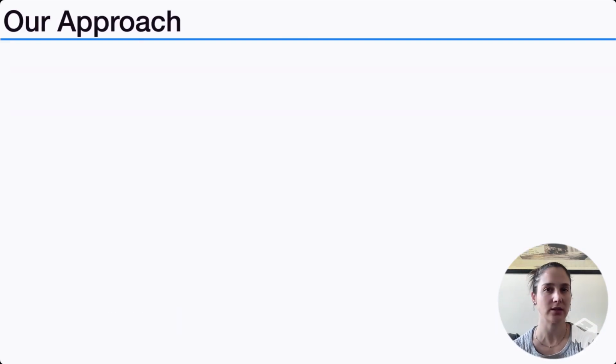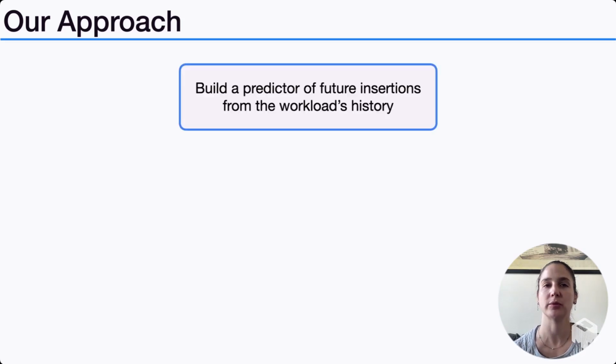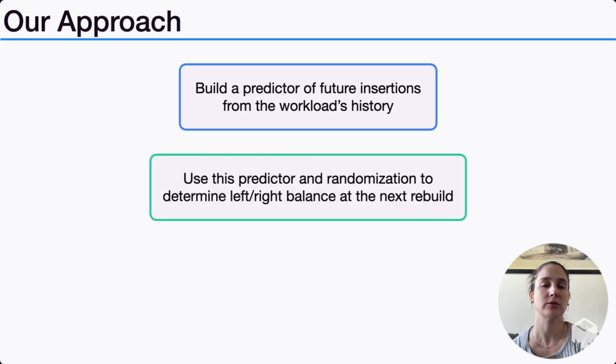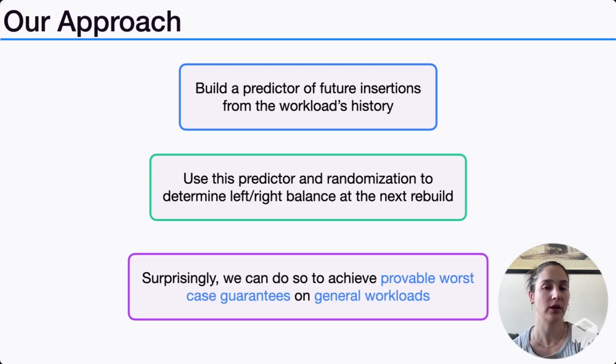So what we want to do is take this idea of adapting to the workload in order to have a lower cost algorithm, but not be exploitable by an adversary. So the approach that we take to this is to build a predictor of future inserts that is just based on the workload's history and works on any workload. And then we use this predictor as well as randomization in order to determine the left-right balance in a way that is not exploitable. And surprisingly, we are able to do this in a way that achieves provable worst-case guarantees on general workloads, even those about which we have no prior information.